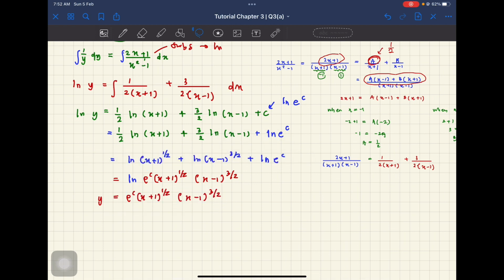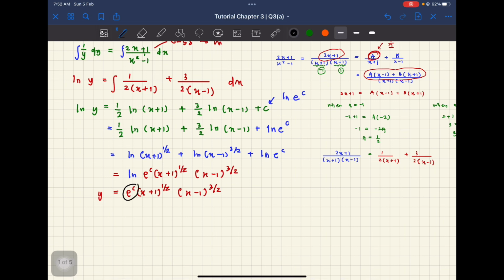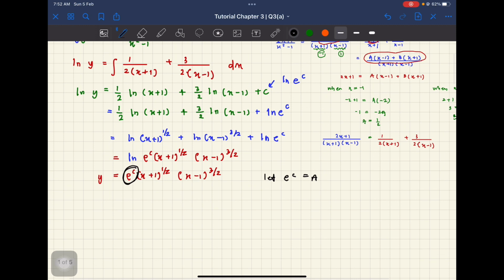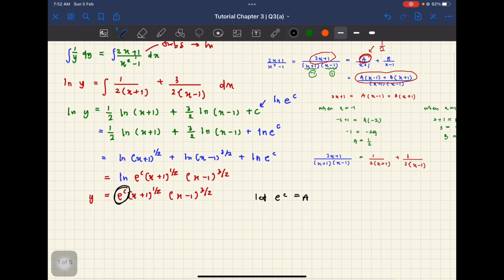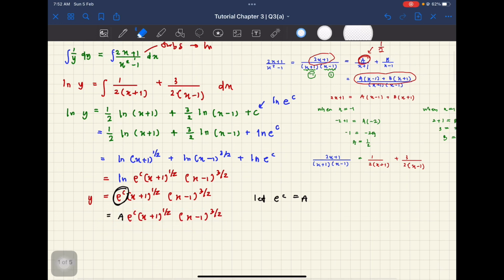Settle. Okay, so saya nak tukar sikit lagi bentuk soalan kita, bentuk jawapan kita. So this is a constant. e power of c is just a constant. So I am going to let e power of c equals to A. Macam tu. Okay, so saya akan dapatlah y sama dengan, okay, copy paste sahaja yang belah kanan tadi.